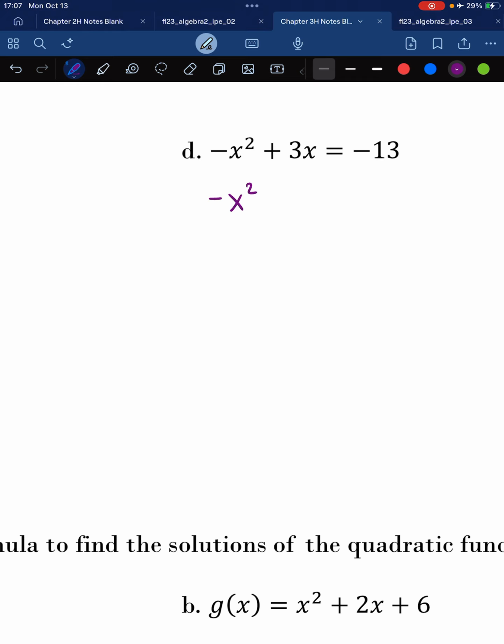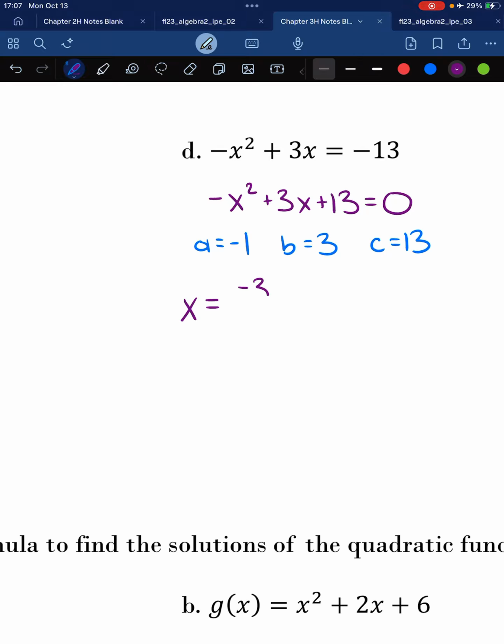So let's try that out again. Again, on D, once I move everything over to one side, plus 3x plus 13. I can see factoring isn't going to be super easy. Completing the square is possible, but I don't really want to. So I'm going to go ahead and go with the quadratic formula again for this one. A is negative 1, B is 3, C is 13.